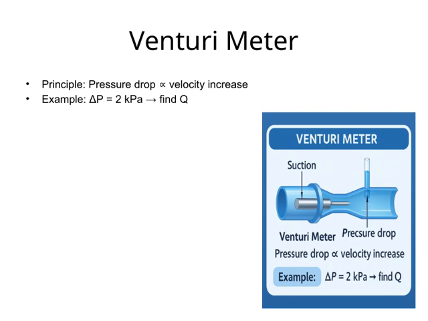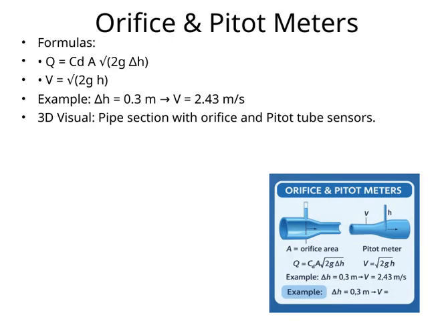This method is quite useful because it provides a relatively simple way to determine flow rates without the need for intrusive measurements. Understanding this principle helps us appreciate how flow measurement devices like the Venturi meter operate efficiently by leveraging fundamental fluid dynamics concepts. It ties into the overall theme of our presentation by illustrating practical applications of pressure and velocity relationships in fluid measurement. Now, let's take a closer look at Orifice and Pitot meters, which are essential tools for flow measurement.